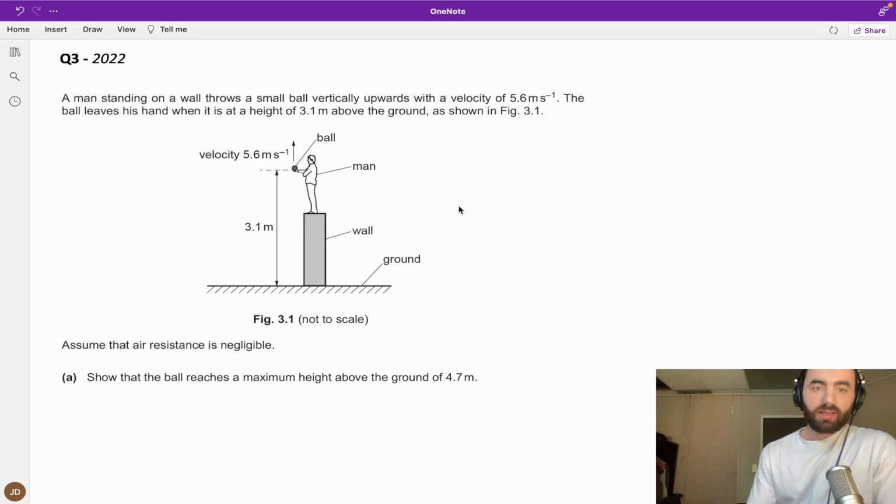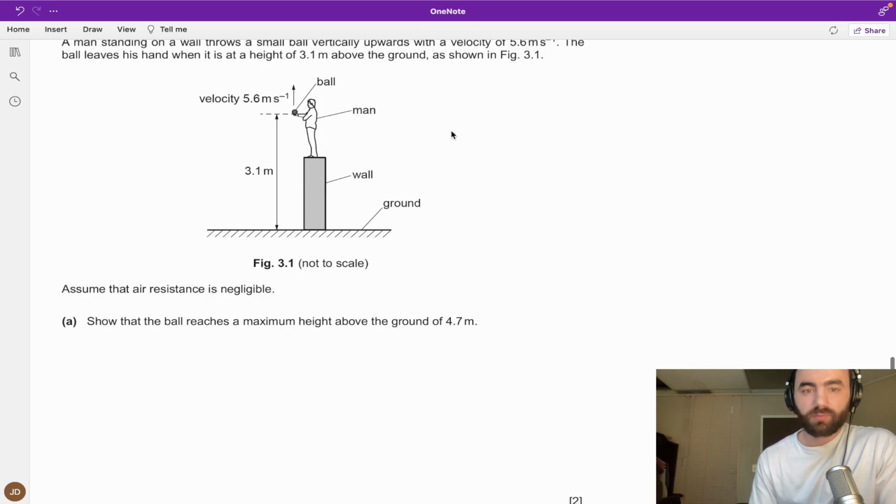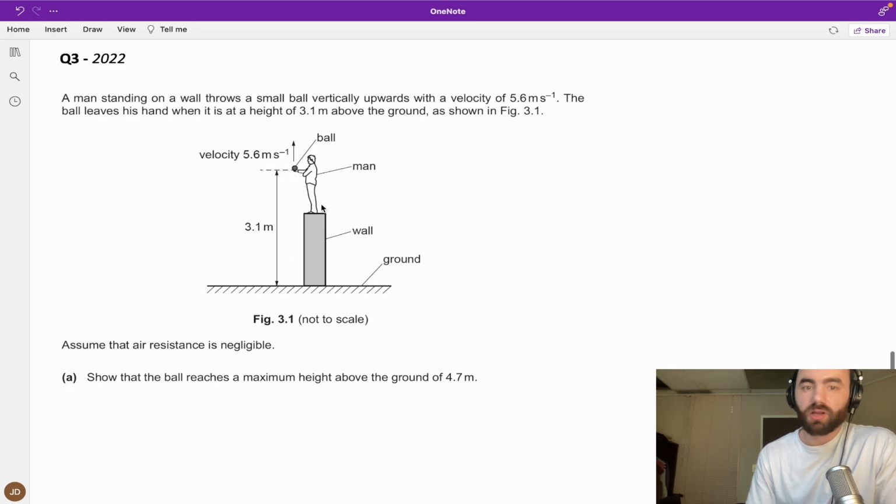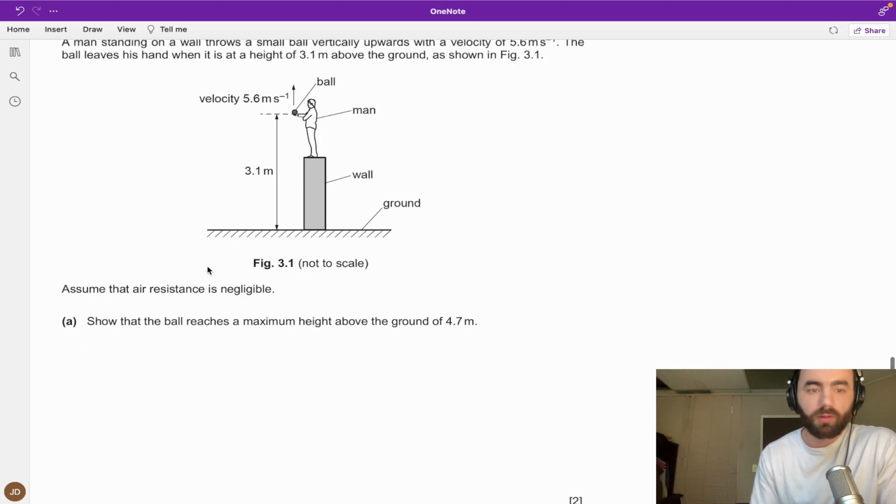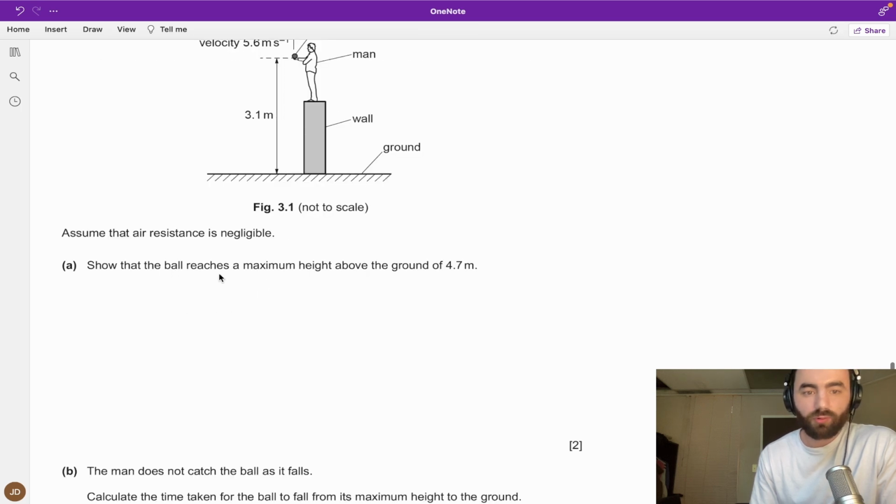Okay, a man is standing and he throws a ball vertically upwards at 5.6 meters per second. So they're changing this scenario, but this is still a projectile and we'll still use everything the same. And you'll see on the worksheets, same. The ball leaves his hand from some height. Show that the ball reaches a maximum height of 4.7 meters.